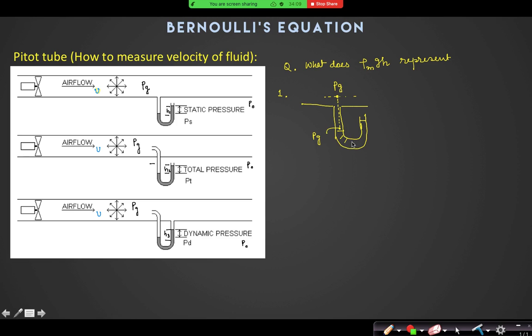Why are we neglecting? It's not liquid, that's why. It's a gas, so always you can neglect it. Density is low. So this height is H and the pressure at this point is P naught, atmospheric pressure. So what does rho m g h represent? Only the gauge pressure, Pg minus P naught. Gauge pressure is sometimes also known as static pressure.